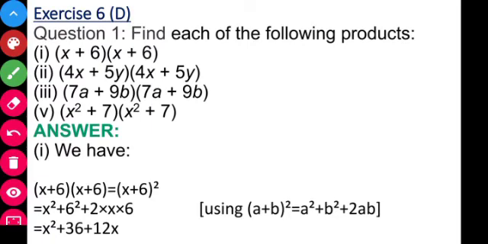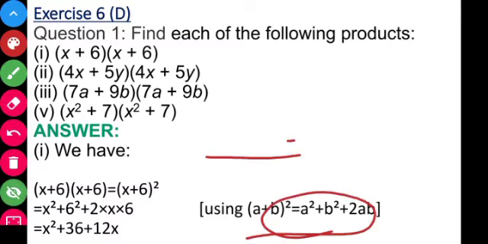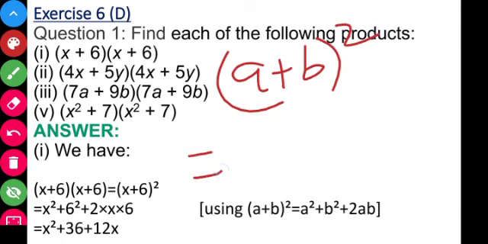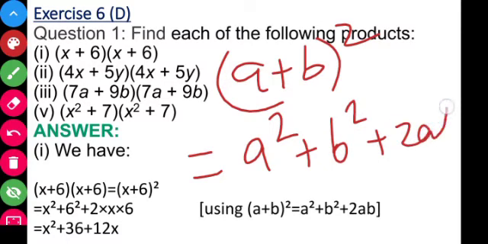Now come to the next question. Now exercise 6.0. Before starting this exercise, we have to discuss some identities. I hope you learned in class 7th also. You know, (a plus b) whole square is equal to, what is the value of this? a square plus b square plus 2ab. Okay, I hope you learned this in class 7th.